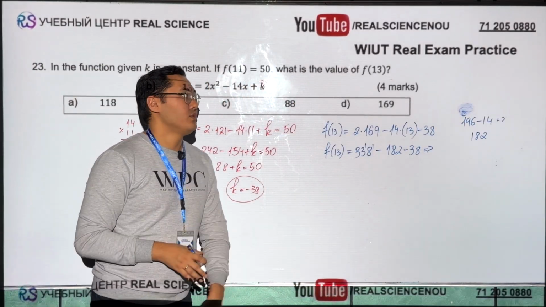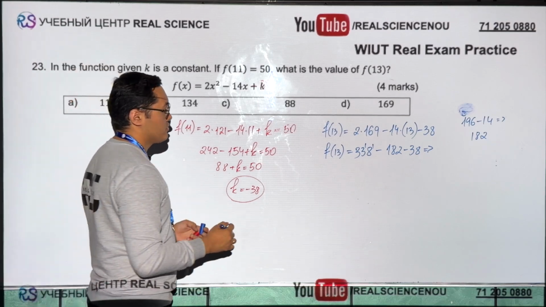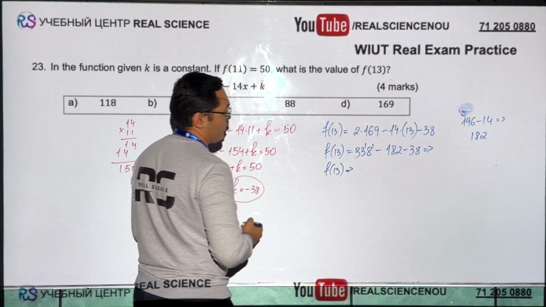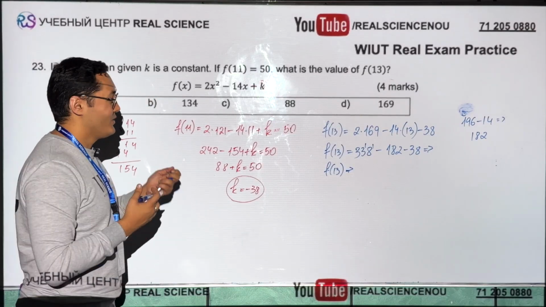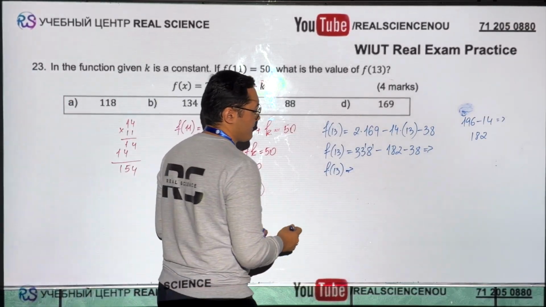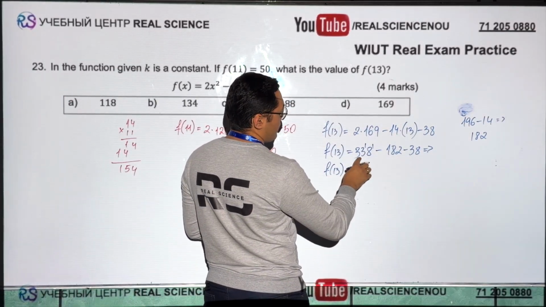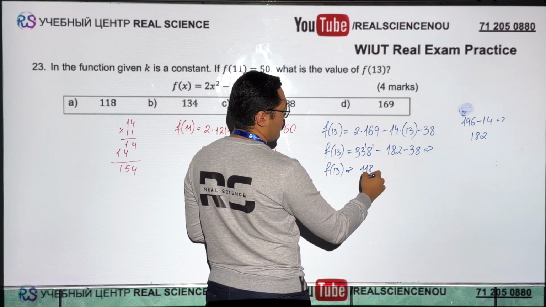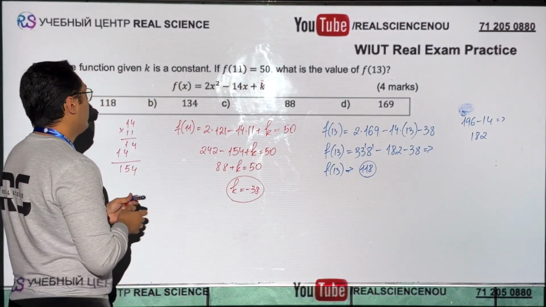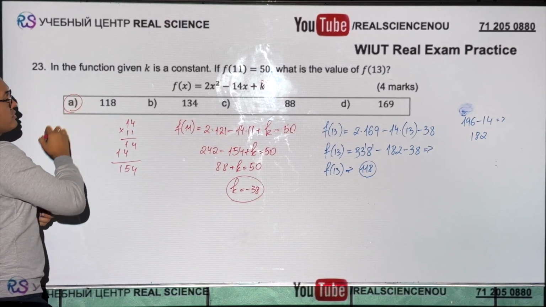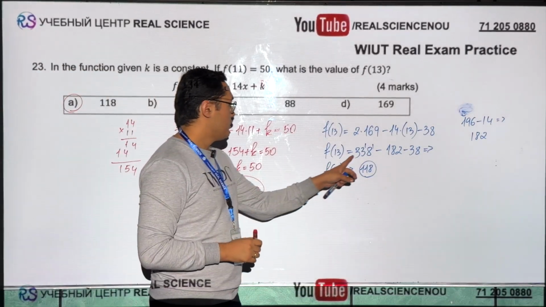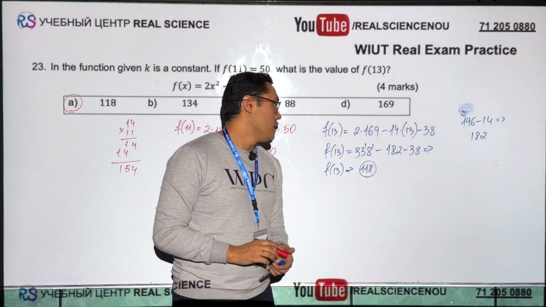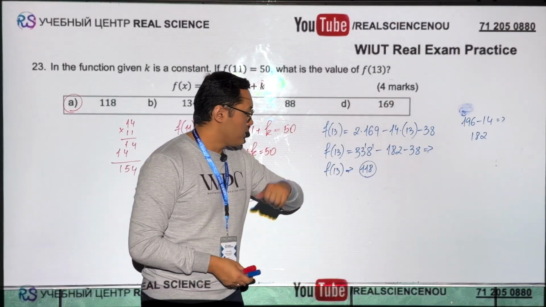In the exam, you can do it without rushing, because most of the times, although you get the idea correct, you might make a very small mistake. Okay, so that's 300 minus 182. That's going to be 118. So that's why the answer is A. Because 338 minus 38 is 300, and 300 minus 182 is going to be 118.